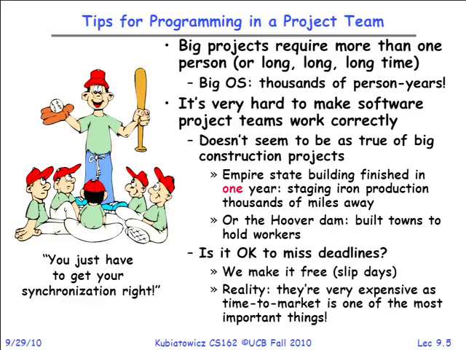You might ask yourself, well, software is not so smooth, and therefore missing deadlines is inevitable. Is it okay to miss a deadline? Well, we make it free for up to 5 days' worth of deadline on your code. Those are our slip days. In reality, slipping releases, although it happens all the time, tends to have an extreme expense associated with it.